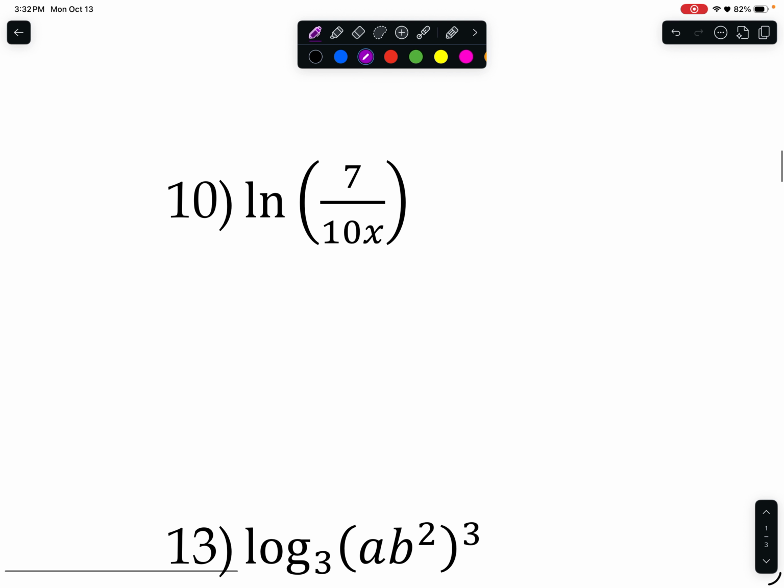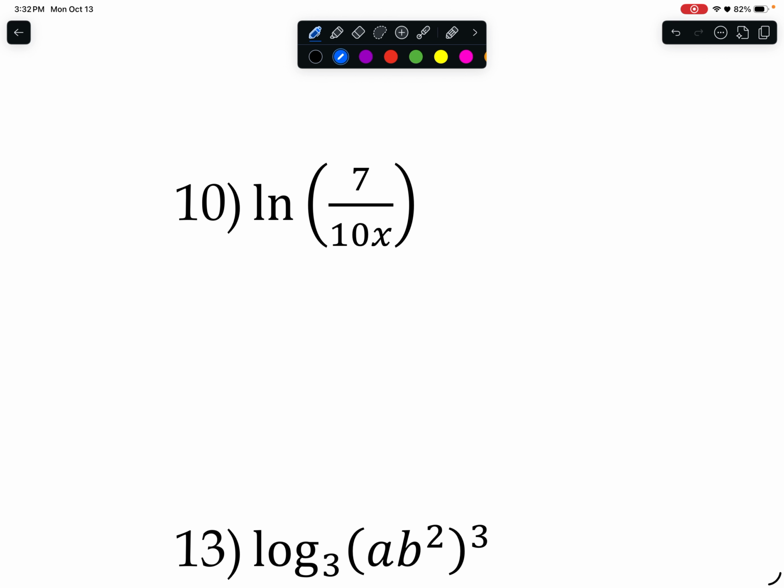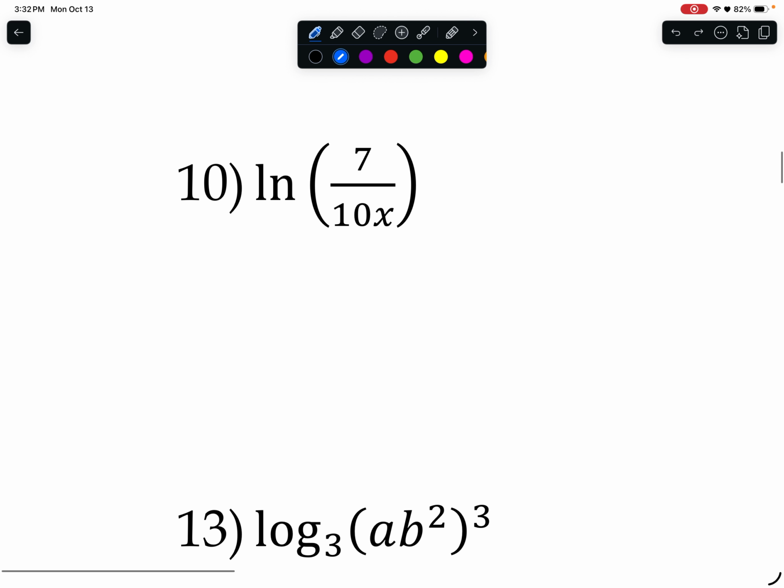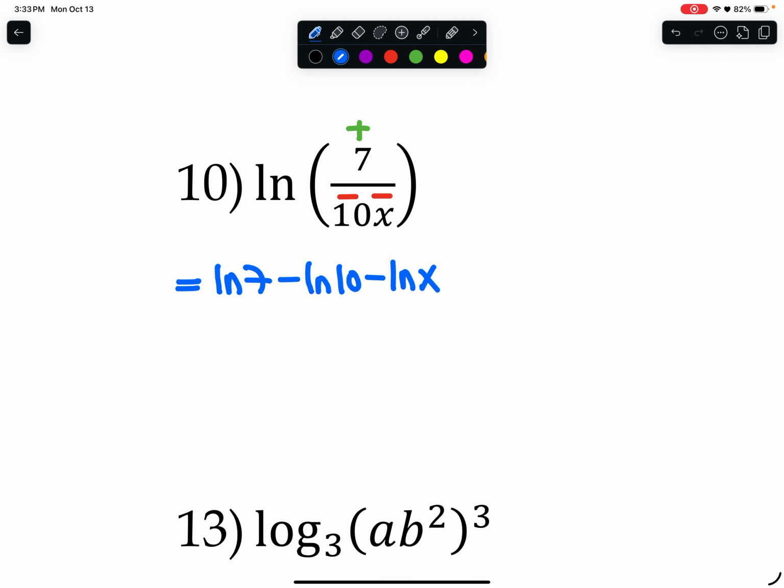So now over here, we're looking at a natural logarithm. The log properties are still the same. It's just a type of logarithm that we're working with, but it's all the same. So I'm going to have natural log of 7, which is going to be positive since it's in the top. And then both the 10 and the x are in the bottom, so I'm going to subtract both of those. So minus natural log of 10 minus natural log of x.